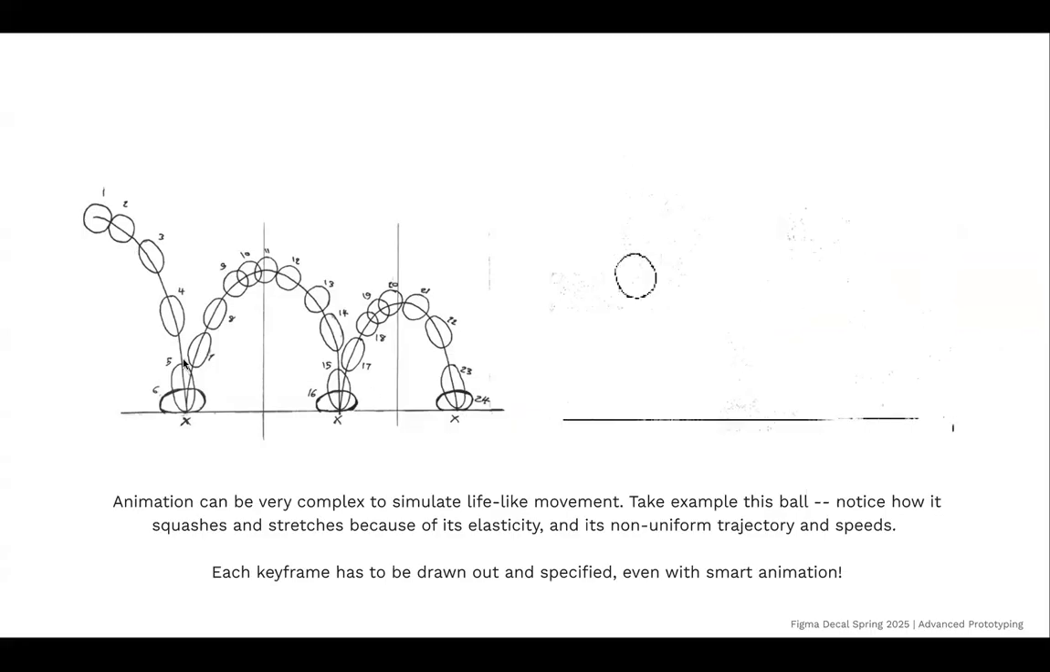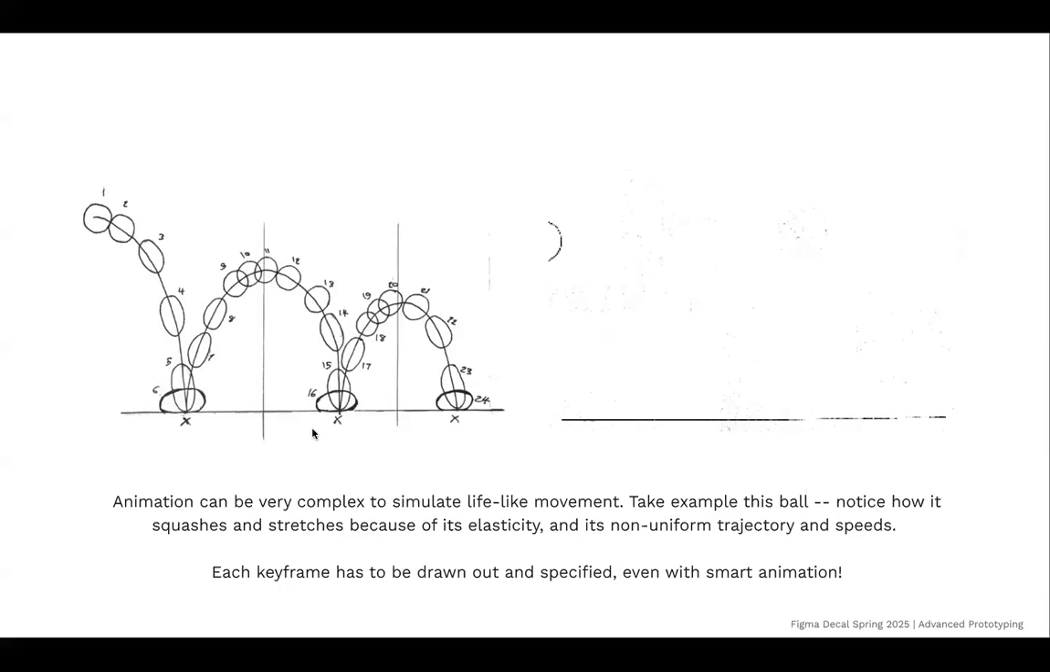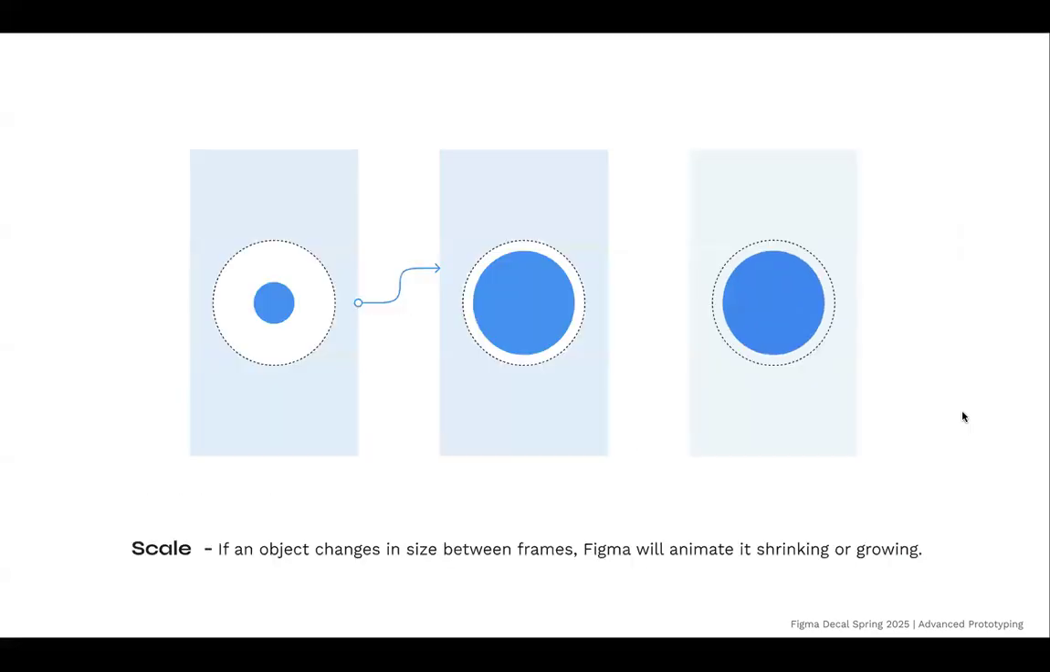You can see how 5 doesn't simply go to 7. We have to see the ball being squashed to see that elasticity demonstrated in the illustration. So think of animation as the evolution of state over time, and seeing how an object transforms via scale, rotation, color, etc. This helps us determine what keyframes we need to create for whatever animation we need to portray. So scale: if an object changes in size between frames, Figma will animate it shrinking or growing.